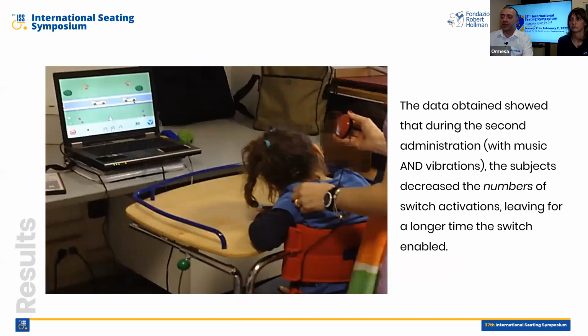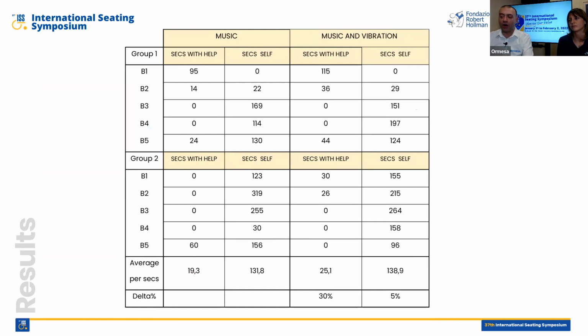The data obtained showed that when the subjects were submitted to a whole sensory experience, I mean with audio and the vibrations and palesthetic stimuli, they decreased the number of switch activations, leaving the switch enabled for a longer time. And the kids left the switch activated for a longer time, up to 30% more with a multisensory stimulation configuration than with the simple audio stimulus, improving their compliance too. And in the second administration, there were fewer switch activations. And the hypothesis was that the children wanted to feel this more complete stimulus for a longer time.